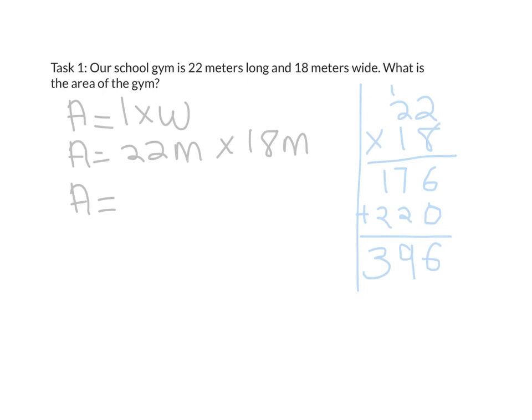So I can go ahead and put that in. So area equals, so 22 meters times 18 meters would come to 396. And then remember again, I have my meters here that I need to multiply as well. So my total answer, my area would be, area equals 396 meters squared.